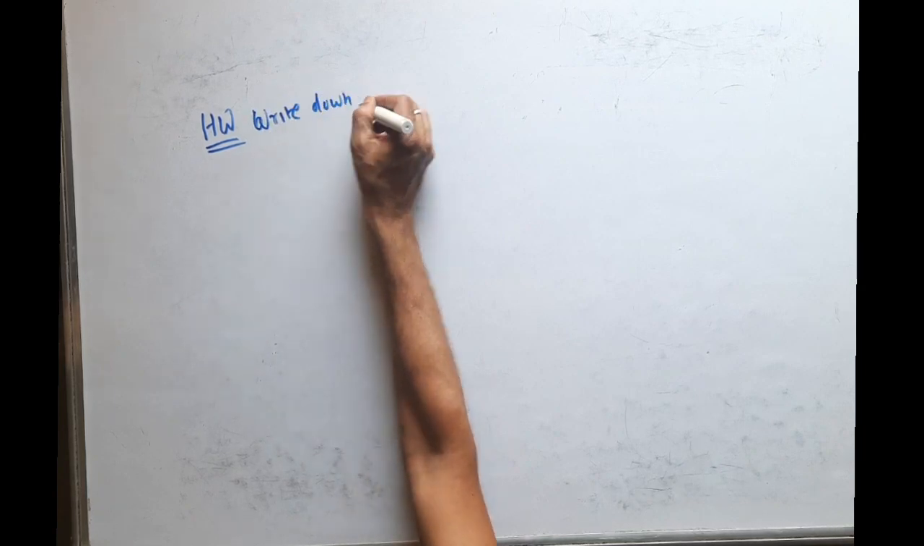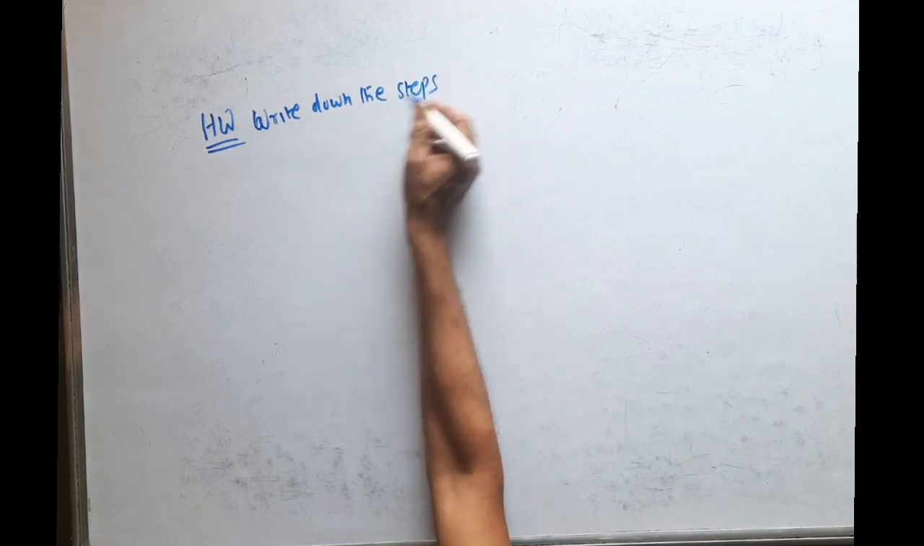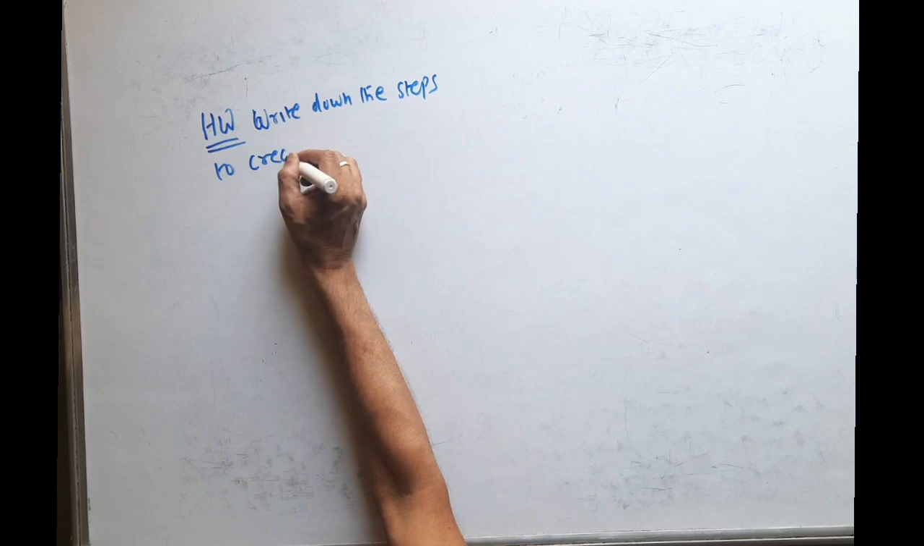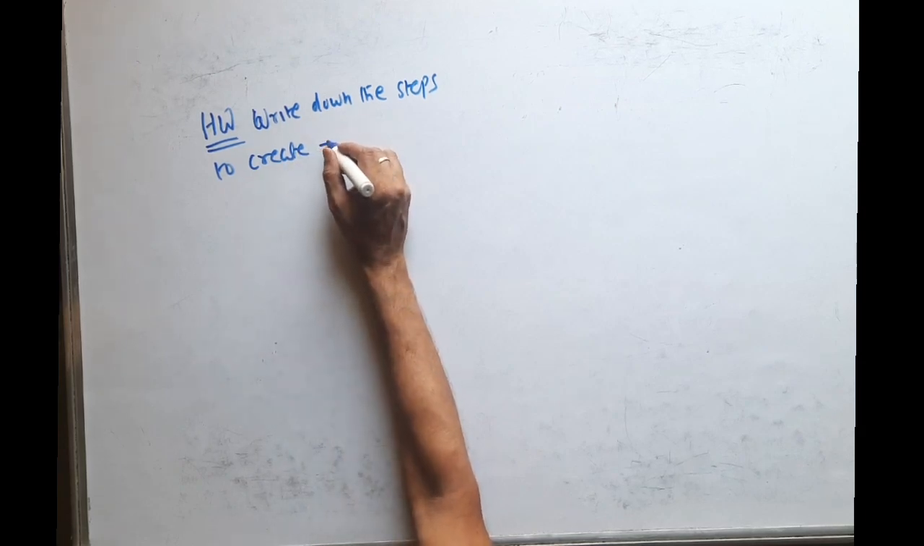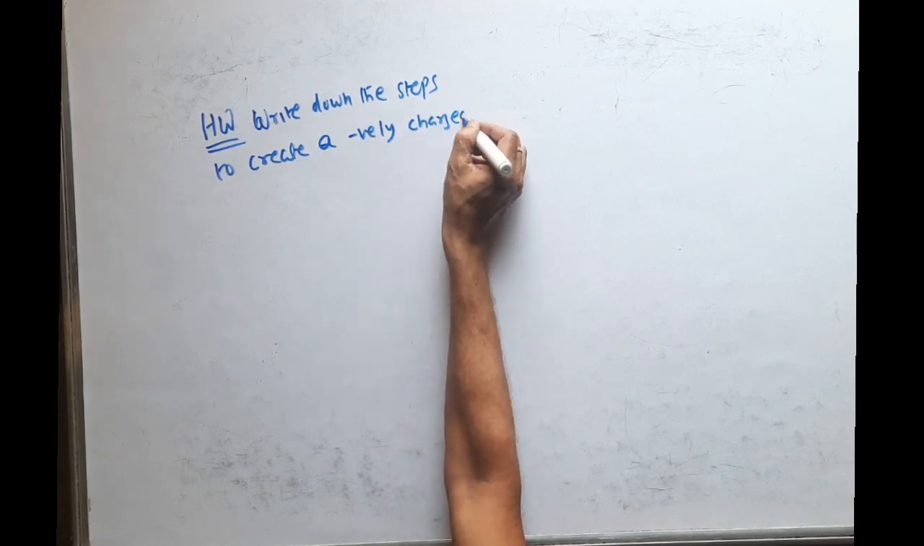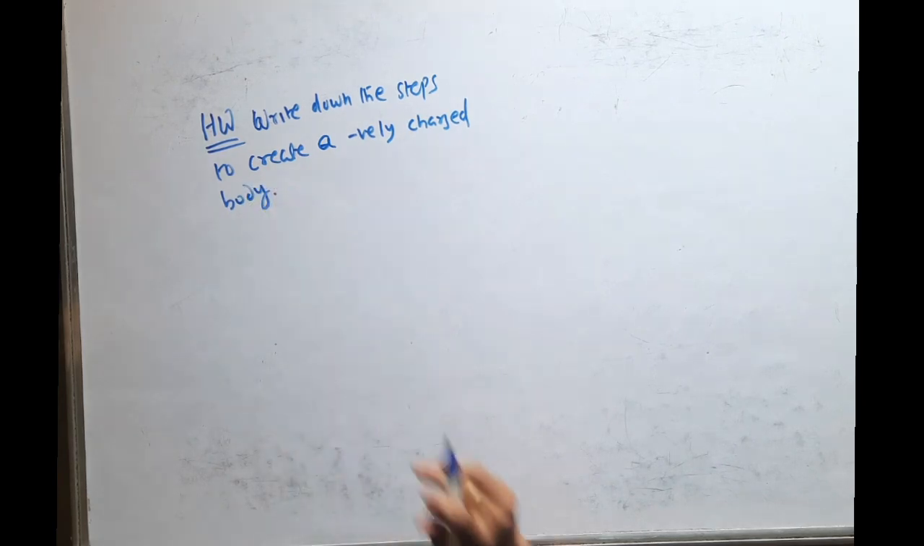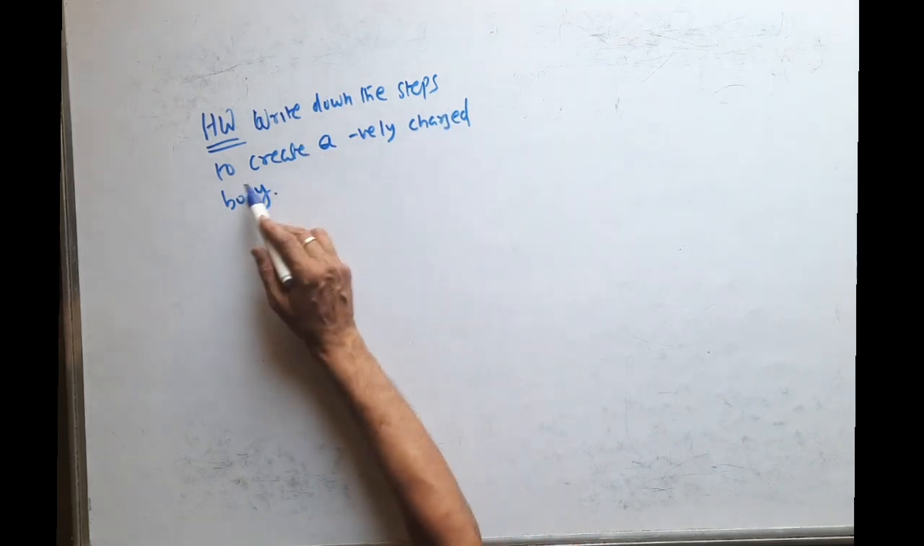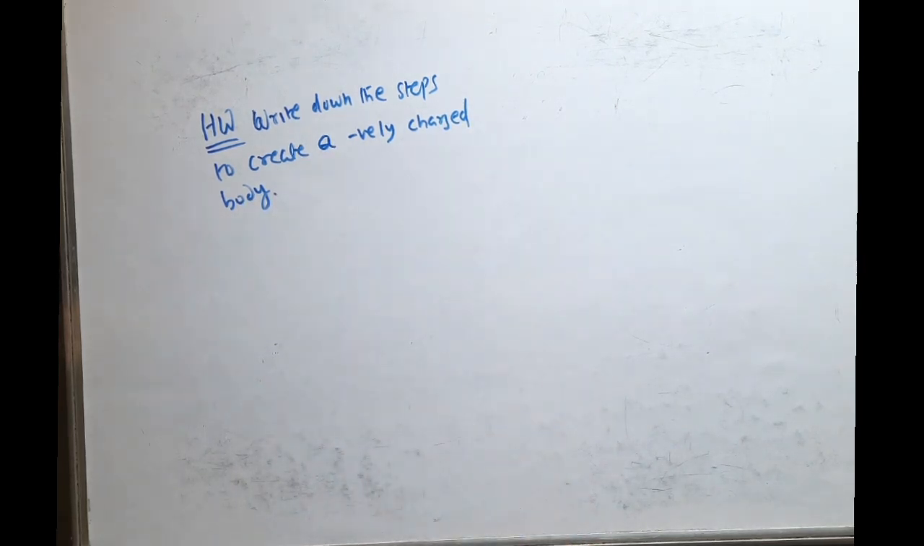Write down the steps to create a negatively charged body. That means you will take an uncharged body, but you have to create a negatively charged body. So write down the steps to create a negatively charged body. You can only write the steps. Okay. So how do you turn an uncharged body into a negatively charged body? So this is your homework. You can practice.